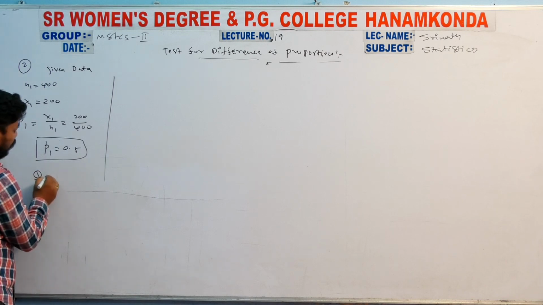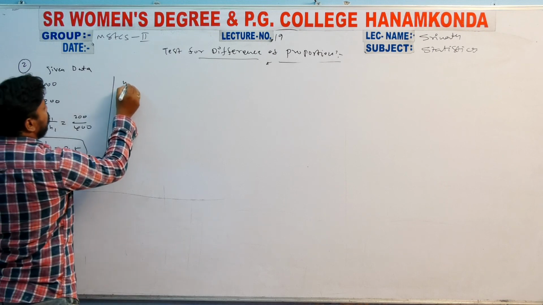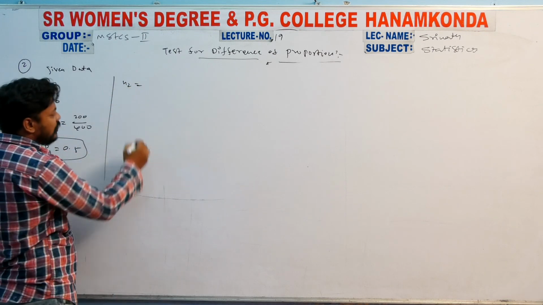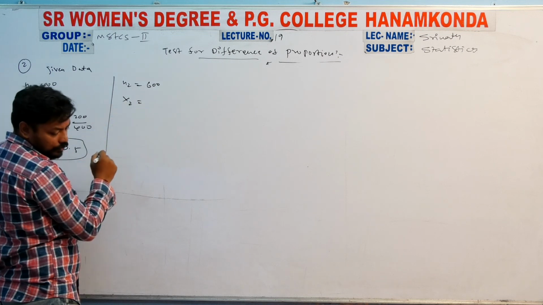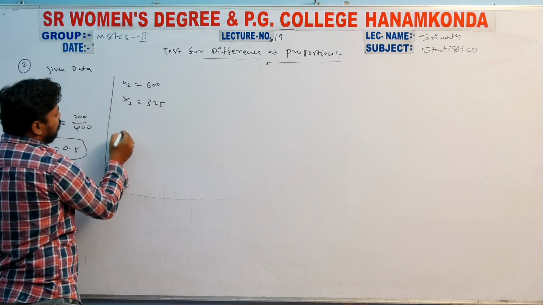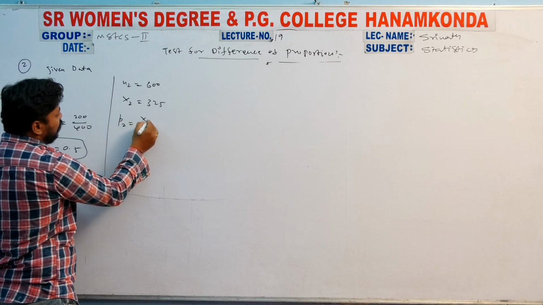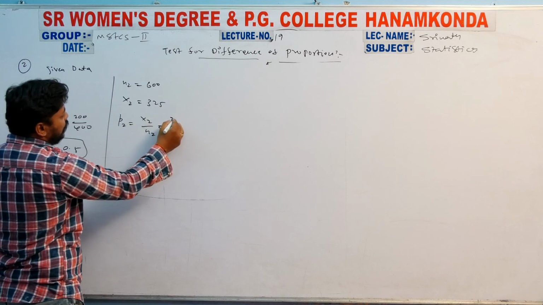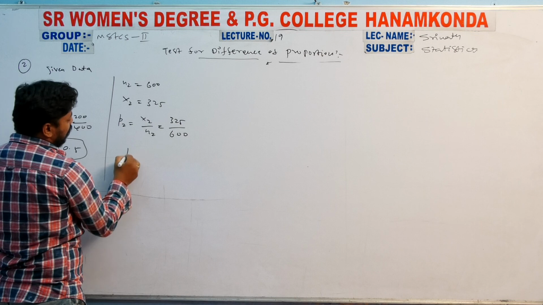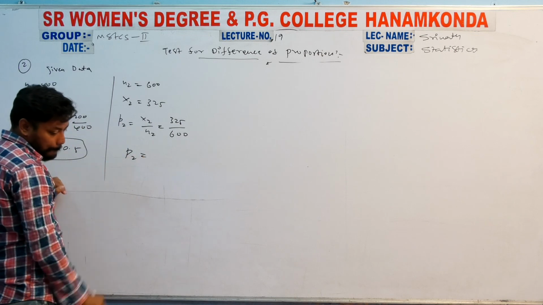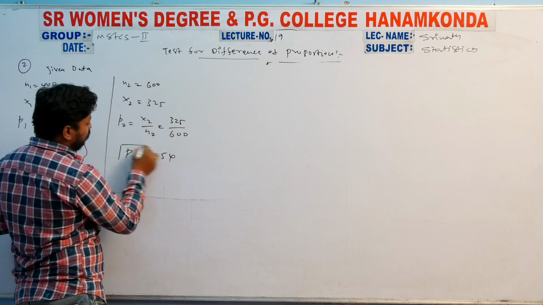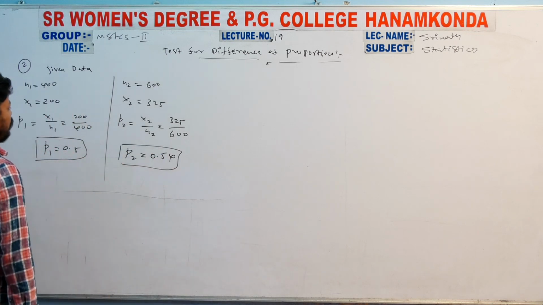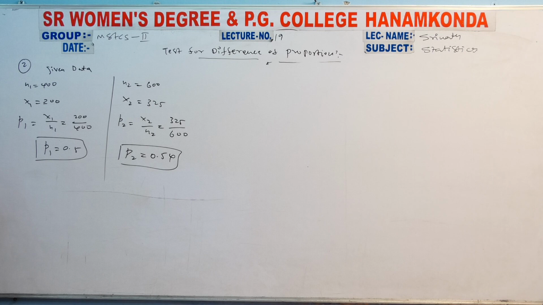And second data: N2 is equal to 600 and X2 is equal to 325, and proportion P2 is equal to X2 by N2 is equal to 325 by 600, and proportion P2 is equal to 0.54.